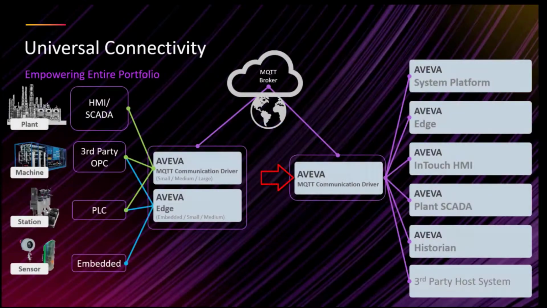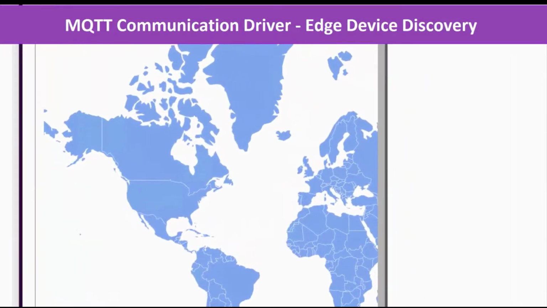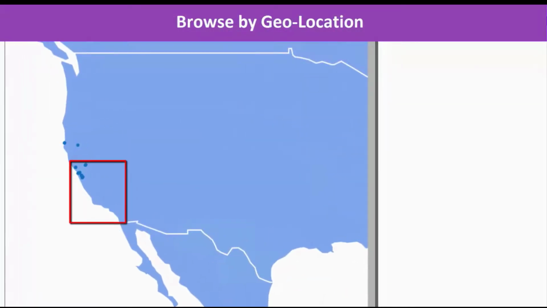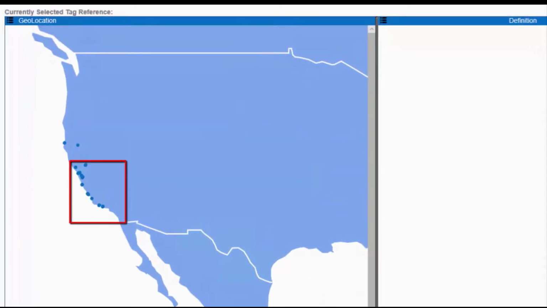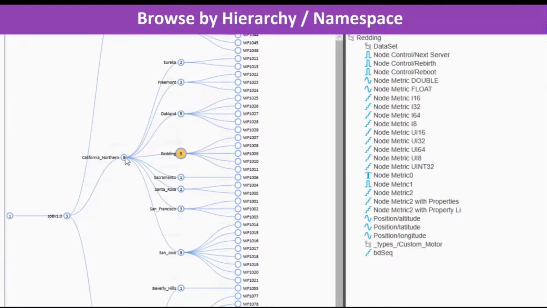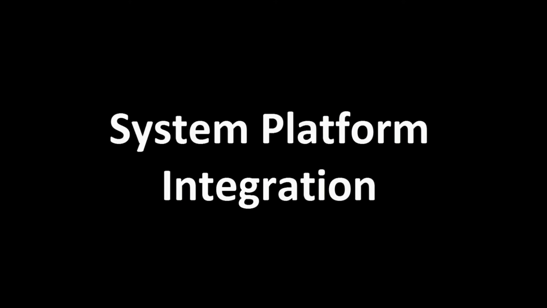that change. On the other side, on the System Platform side, through our communications driver, we can actually browse the devices that are available, and we can browse either by hierarchical scheme or by geolocation in case you want to pinpoint the devices from a specific location. And obviously, because of the nature of MQTT and the Sparkplug specification, we can then automatically know the taxonomy of that device and browse the specific instances of that.